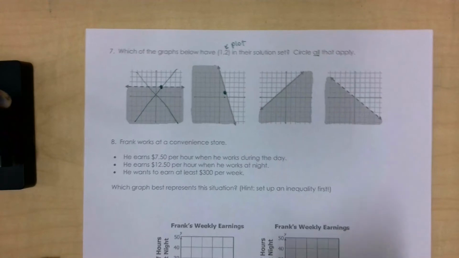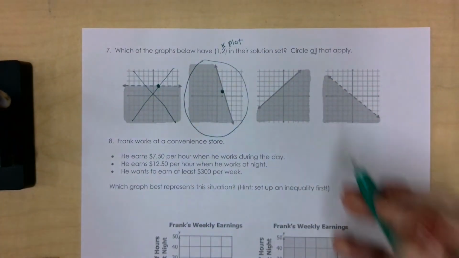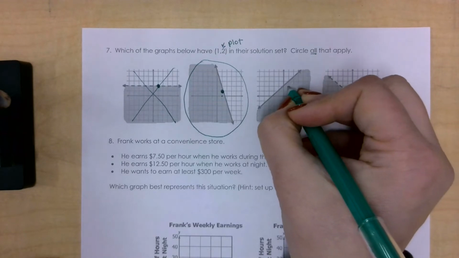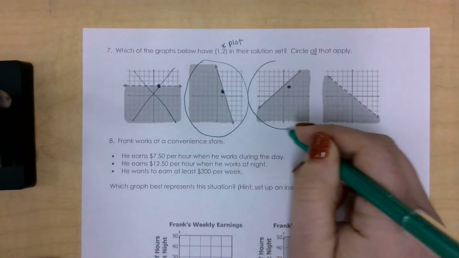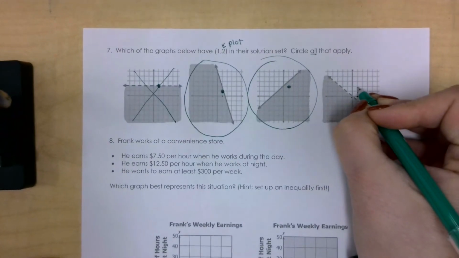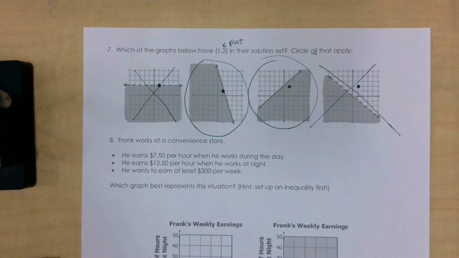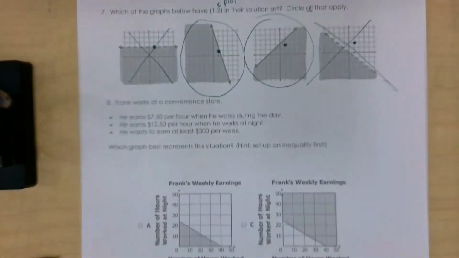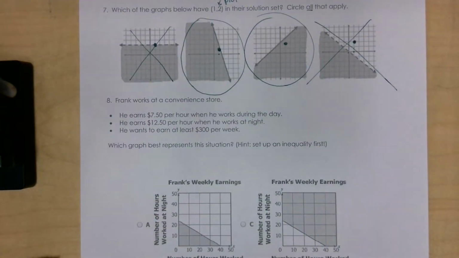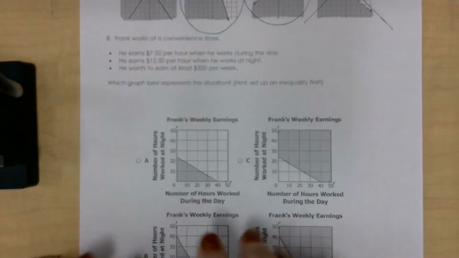This could either be right inside or on the dotted line, but it's very clear that (1, 2) is in the solution set. Again, very clear that (1, 2) is in the solution set. And if I go over here, it is very clear that (1, 2) is not in the solution set. We're also going to look at number 8. Number 8 is another problem like number 5 on page 21.